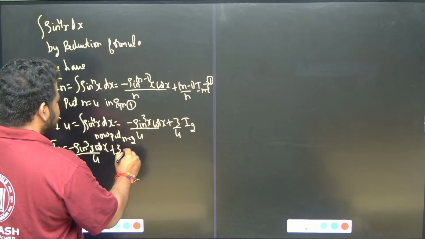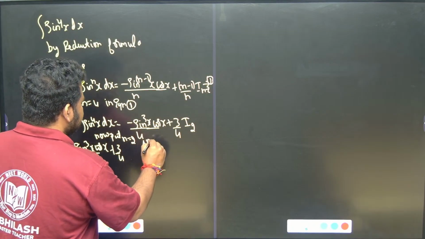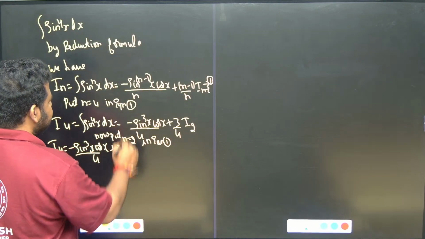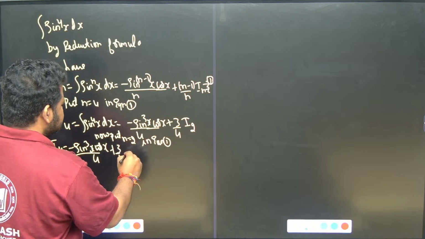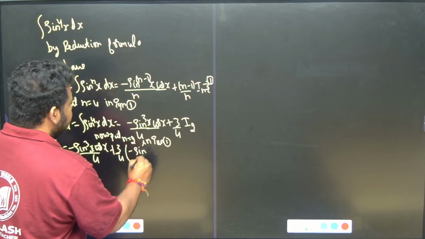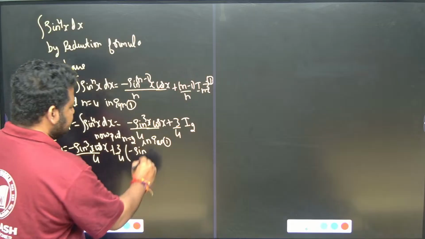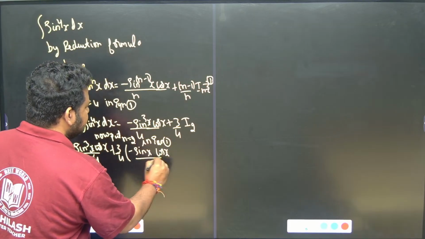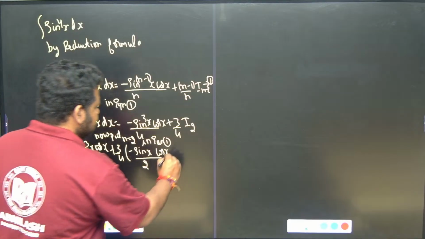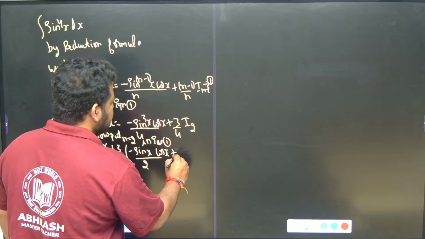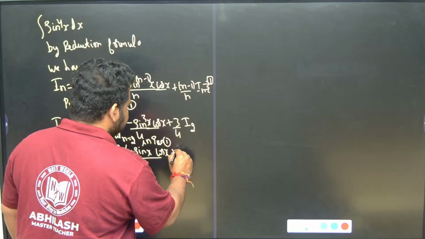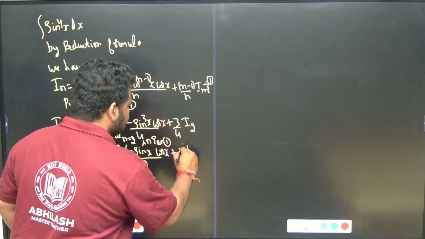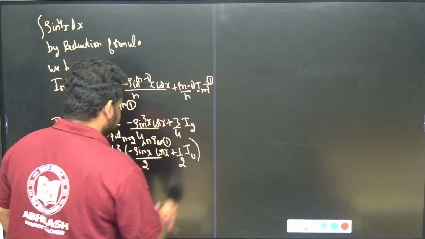Now put n is equal to 2 in equation 1. So what we will get? 3 by 4 into, we will have 2 minus 1, which means this will become minus sin. 2 minus 1 is 1 only. Sin n x, this is sin x into cos x divided by n, which is 2. Plus 2 minus 1 is 1 only. 1 by 2 into I n minus 2. I 2 minus 2 is I0. Okay, I0, this is what we will have.